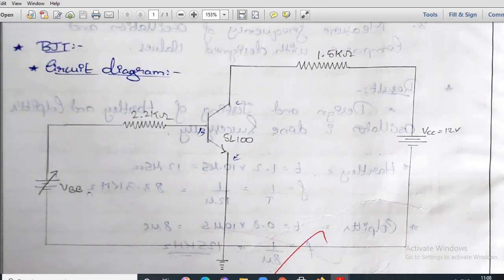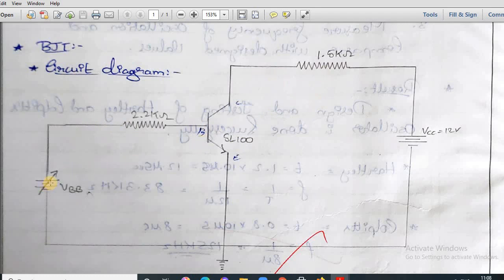This is the circuit diagram for drawing the transfer curve of a bipolar junction transistor. You can see here the emitter terminal is common to both the input and output junction. So the input junction is between the base and emitter, which is called the base emitter junction, and the output junction is between collector and emitter and is known as the collector emitter junction. The input terminal is the base terminal and the output terminal is the collector terminal.